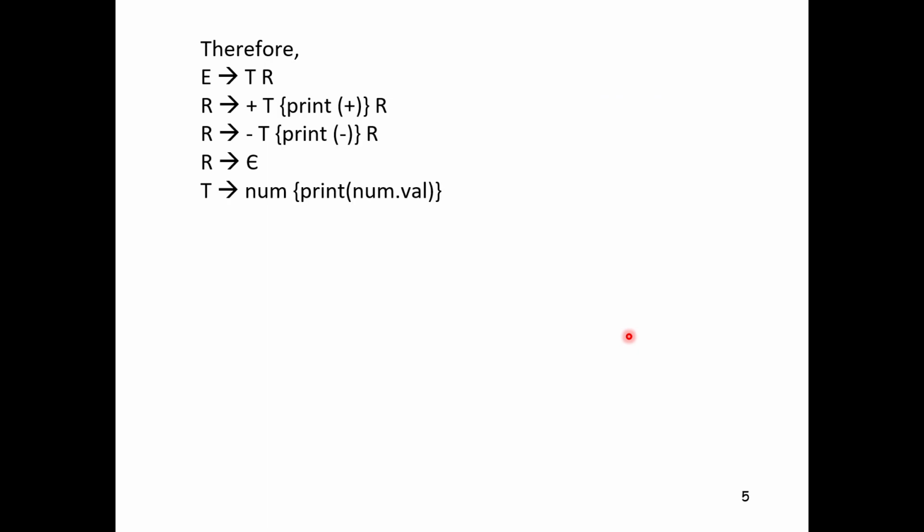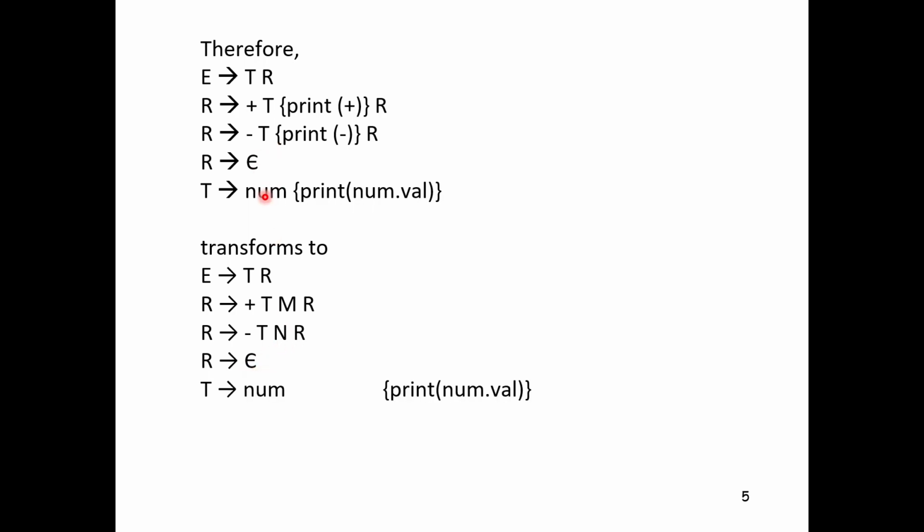So again consider this example. The above grammar, which has got a translation scheme, gets transformed to this set of productions which has included markers. So instead of this print plus, which is a translation scheme, we have introduced a marker called capital M. Then instead of print minus, we have introduced another marker called capital N. Then similarly for T gives num, print num dot val, it is not necessary to remove that because it is already at the end of the production.